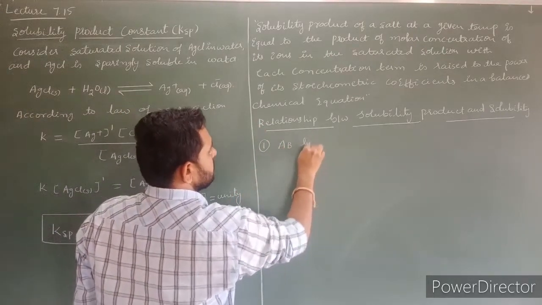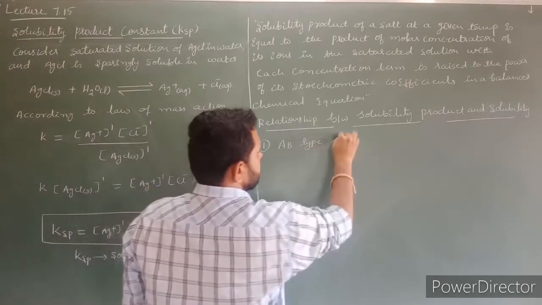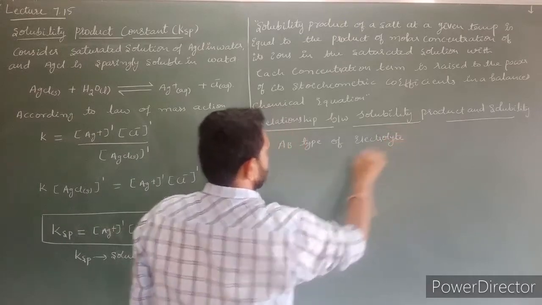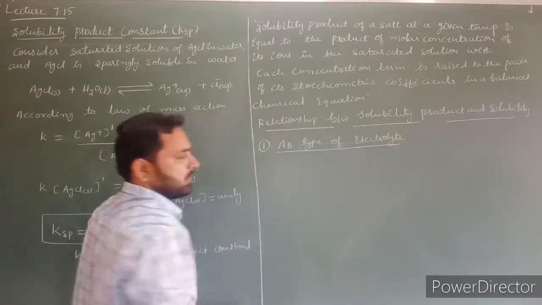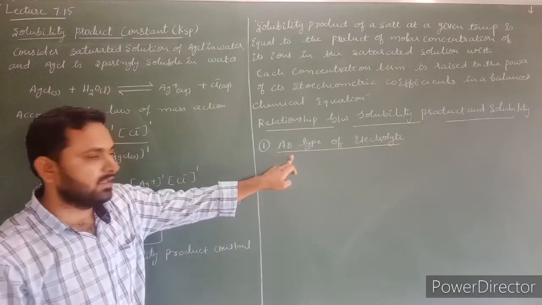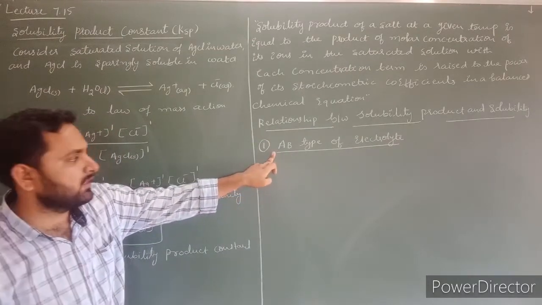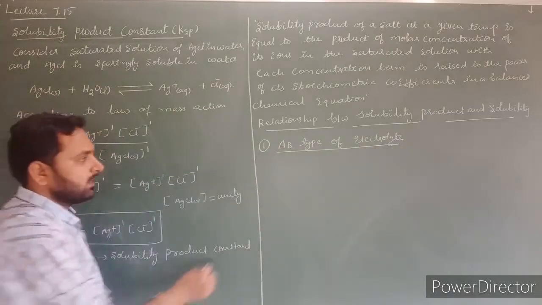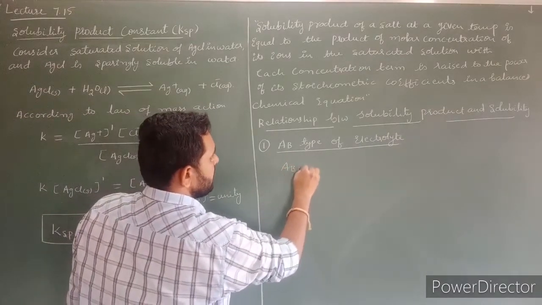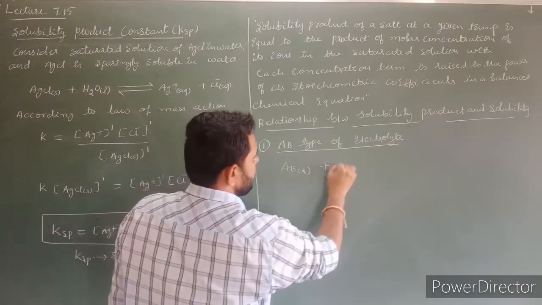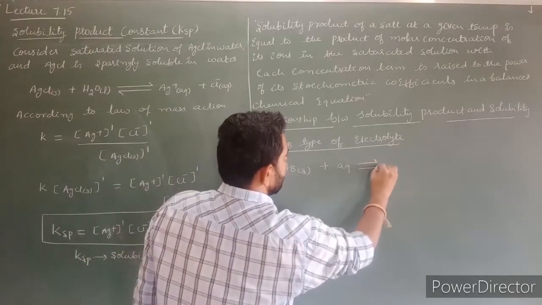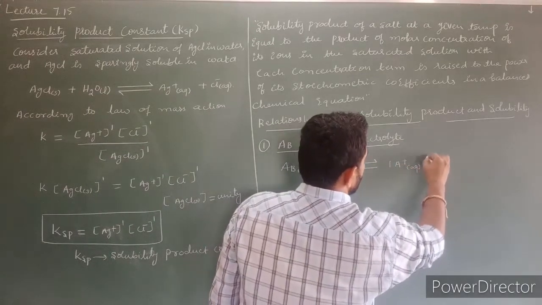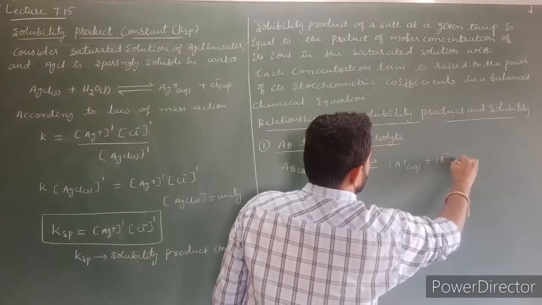In AB type of electrolyte, the ratio is 1:1. For one A atom, there is one B atom. When AB type of electrolyte is dissolved in water, then it is dissociated into 1 mole of A plus ions and 1 mole of B minus ions.